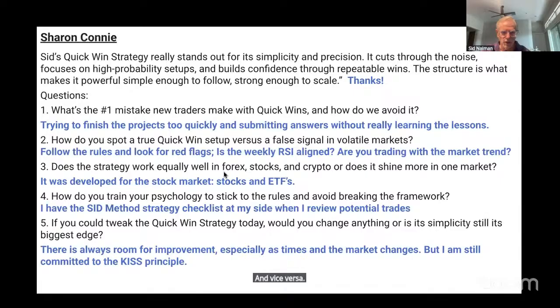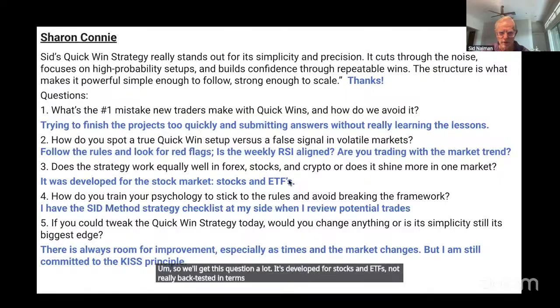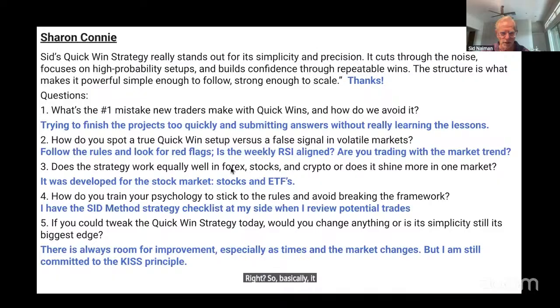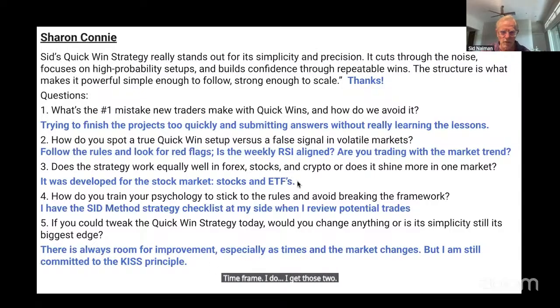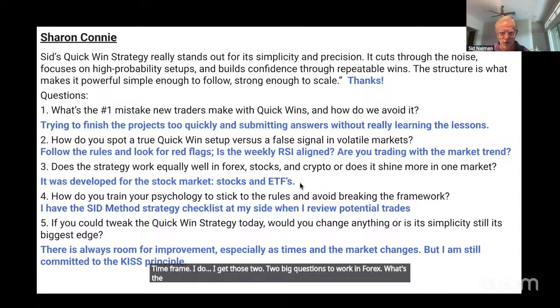Does the strategy work equally in Forex? I get this question a lot. It's developed for stocks and ETFs, and not really backtested in terms of Forex or crypto, right? So basically it's shares. And I'll answer another question: what's the time frame? It's always the daily time frame. I get those two big questions: does it work in Forex, and what's the time frame? It's a daily chart time frame.